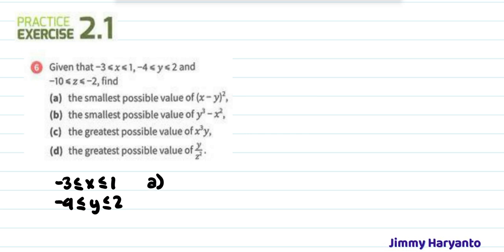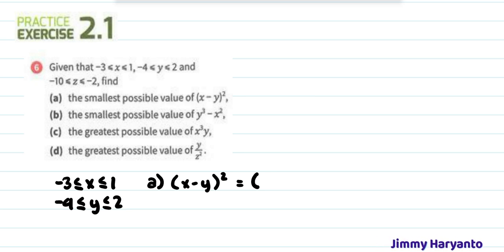Okay, for question A, the question wants you to find the smallest value of x minus y, squared. That means, I think the smallest, yeah, because this is squared, that means the smallest will be 0. Yeah, the one close to 0.